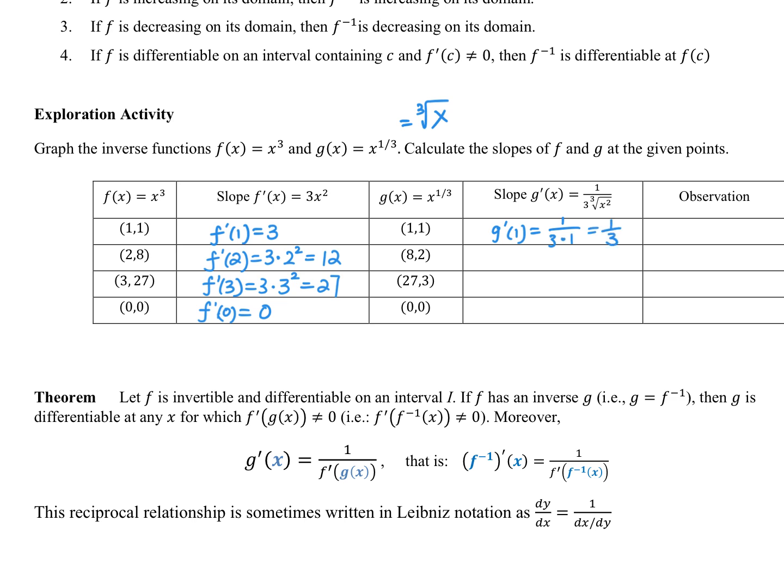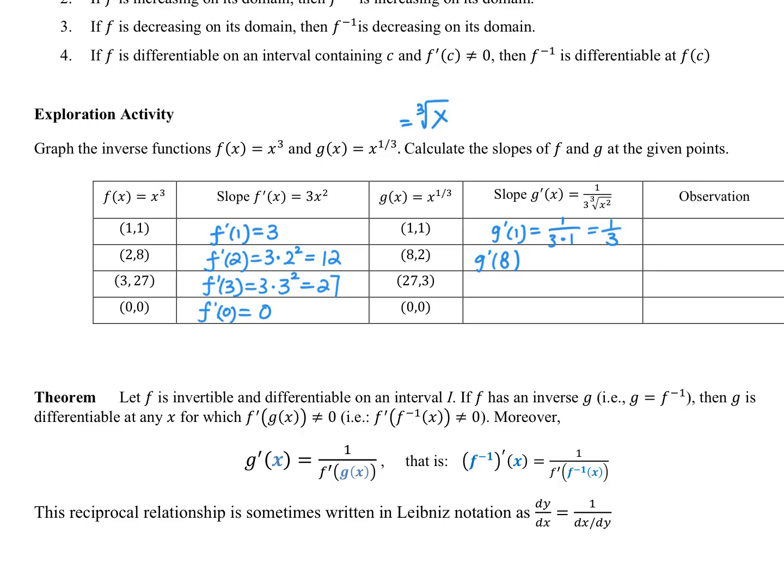And let's find the inverse. Original function, when x is 2, the y is 8. So here in the inverse, when x is 8, y is 2. You have to change x and y, right? They swap. Now, g prime of 8, by the way, this 8 is the f of 2.